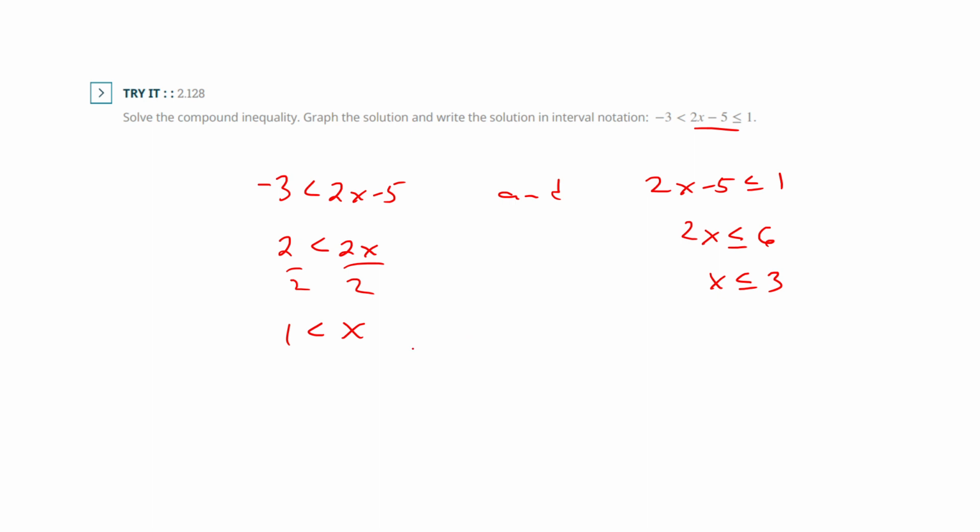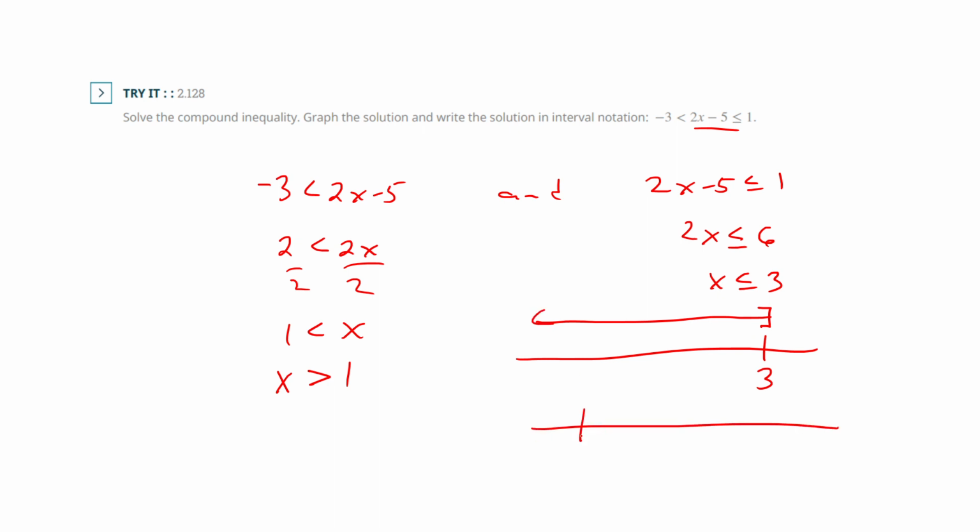So x is greater as well. Let me reverse it. You don't have to, but I just want to make sure you're reading the sign right. So I want to be less than or equal to 3, and I want to be greater than 1. I need that overlap because these are ands, so paying special attention to the ends, I get that.